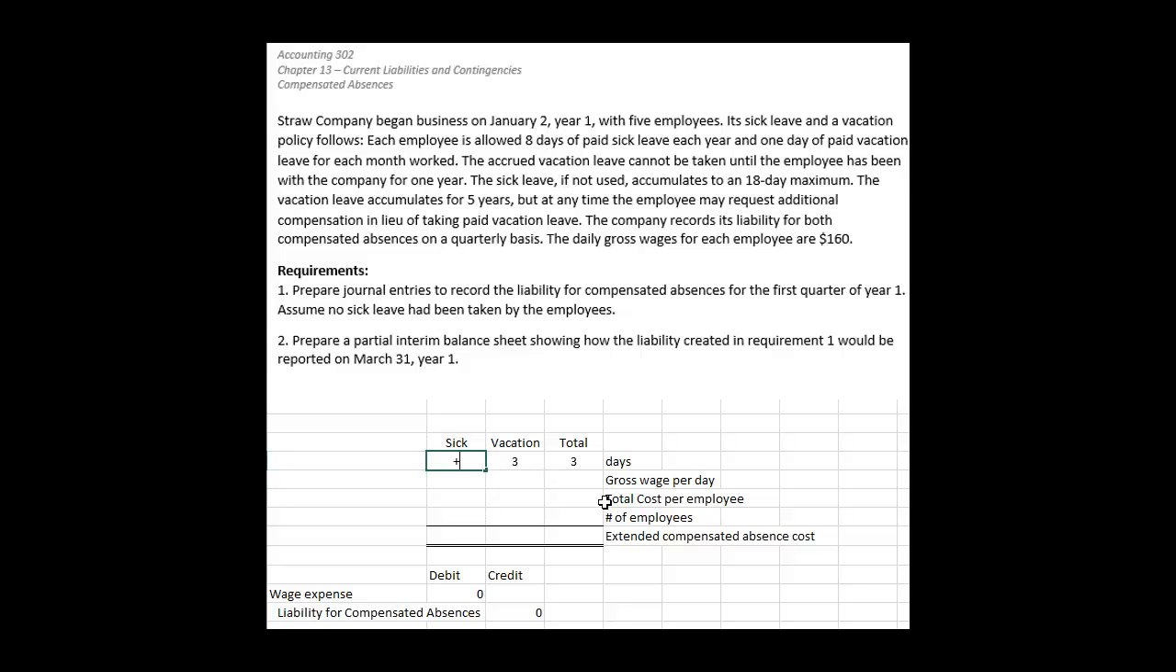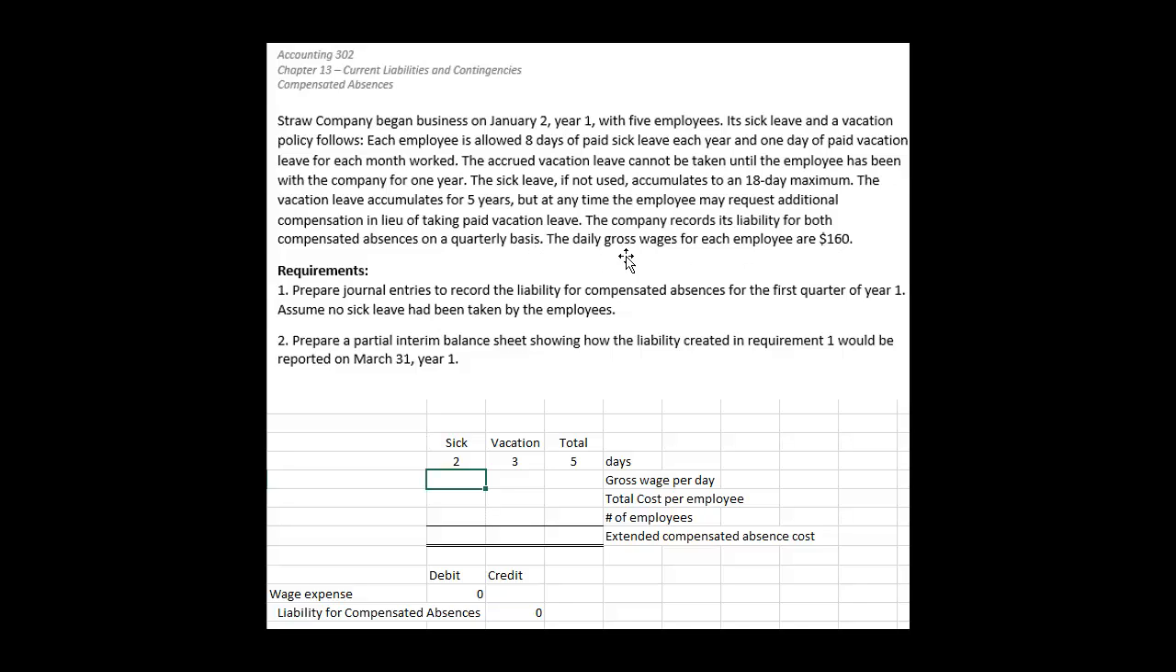The 8 days, that's for a full year, which would be 12 months. There are 4 quarters in a year. I'll take that 8 and divide it by 4 because we're only looking at 1 quarter. So that means that each employee has a right to 5 days total paid time off, 2 being sick, 3 being vacation. And we're told at the end of the problem the wages. So we've calculated how many days, but we need to get a dollar amount. That's the reasonably estimated portion that the FASB has asked us to determine whether that's true or not.